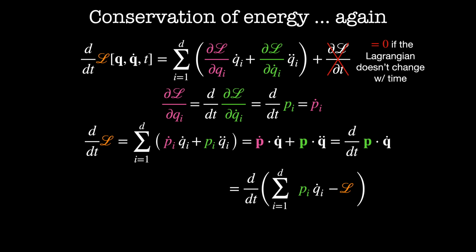So the combination of terms p dot q dot minus the Lagrangian doesn't change with time throughout the dynamics. That means it's a constant of the motion. This constant of motion is quite famous and gets its own name. This is the Hamiltonian, the sum on i of pi qi dot minus the Lagrangian. If the Lagrangian does not depend on time, then the Hamiltonian is a conserved quantity of the system.